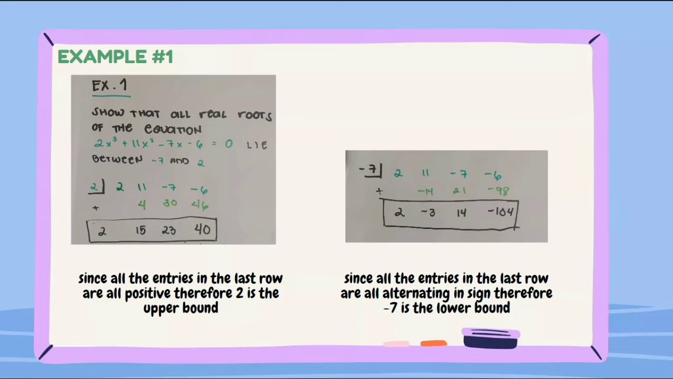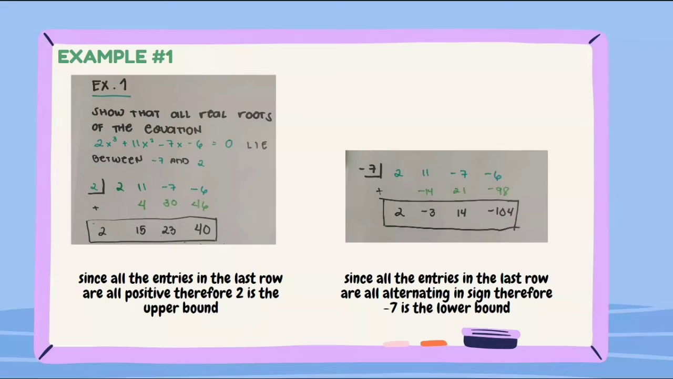The second part of the equation is negative 7. Bring down 2. 2 times negative 7 is equal to negative 14. 11 plus negative 14 is equal to negative 3. Negative 3 times negative 7 is equal to positive 21. Negative 7 plus 21 is equal to 14. 14 times negative 7 is equal to negative 98. Negative 6 plus negative 98 is equal to negative 104.